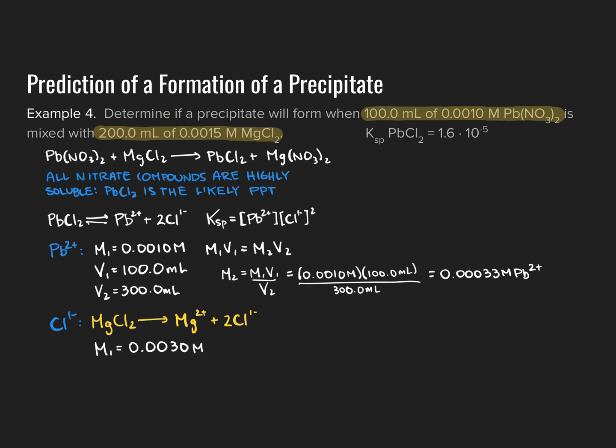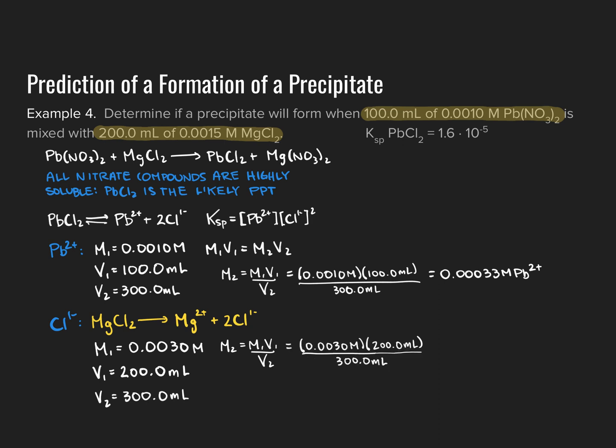The initial volume V1 is 200 milliliters, and the final volume V2, assuming again they're additive, is 300 milliliters. Again, calculating my final molarity M2, I get M1V1 over V2, which would be 0.0030 molar times 200 milliliters divided by 300 milliliters, yielding for me a final molarity after dilution of 0.0020 molar chloride ion. So now that I've taken care of the dilution portion of my problem, I now know the concentrations of these ions under their current conditions.